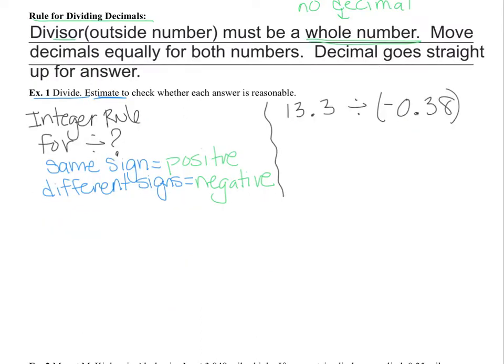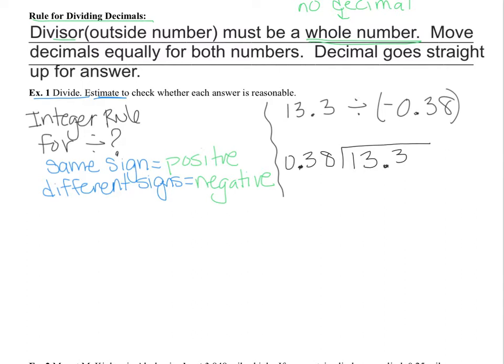Alright, off to the side here, I've written down our first problem. We need to take 13 and 3/10 divided by negative 38 hundredths. So we need to set this up with the box. 13 and 3/10 divided by goes inside the box, and then the number you're dividing by goes on the outside. So we're trying to figure out how many 38 hundredths go inside of the 13 and 3/10.